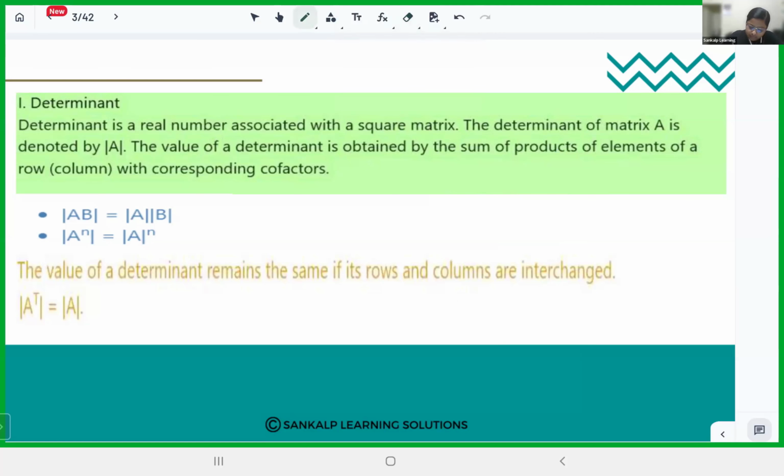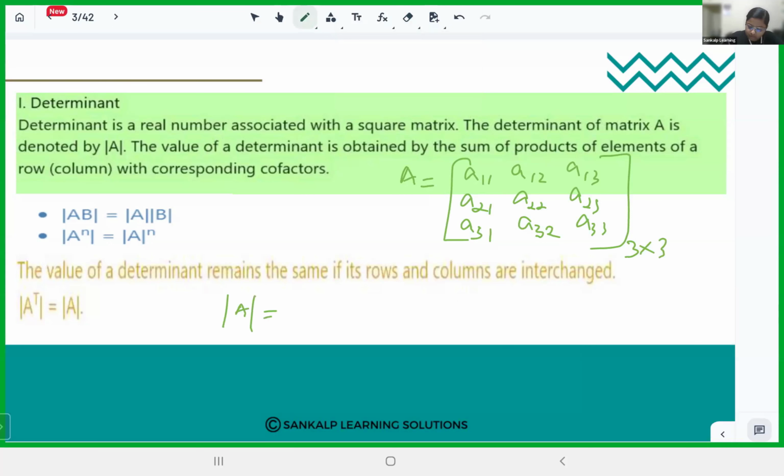If you consider a 3 by 3 matrix, A11, A12, A13. First row is completed, then A21, A22, A23. Then third row, A31, A32, A33. So this is how you write the general form of a 3 by 3 square matrix. You have to find out the determinant of this matrix. How will you do that? If I am selecting this first row, I'm going to expand along this first row in order to find out the determinant.